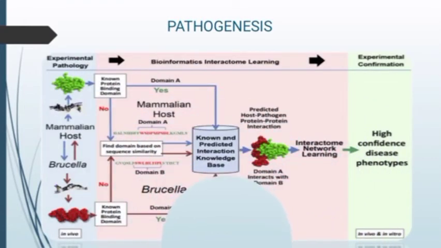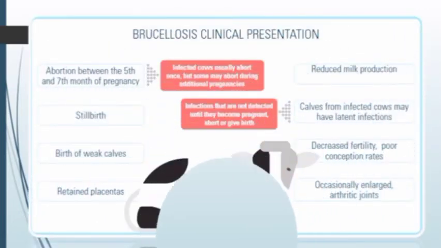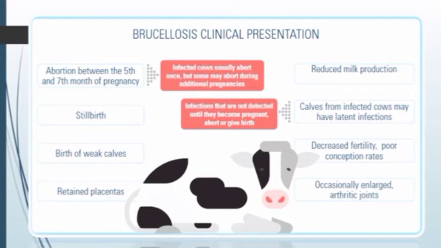Pathogenesis. Here is the whole pathogenic cycle showing how these pathogens infect the host. Brucellosis clinical presentation: abortion between the 5th and the 7th month of pregnancy, stillbirth, birth of weak calves, retained placentas, reduced milk production. Calves from infected cows may have latent infections, decreased fertility, poor conception rates, and occasionally enlarged arthritic joints.